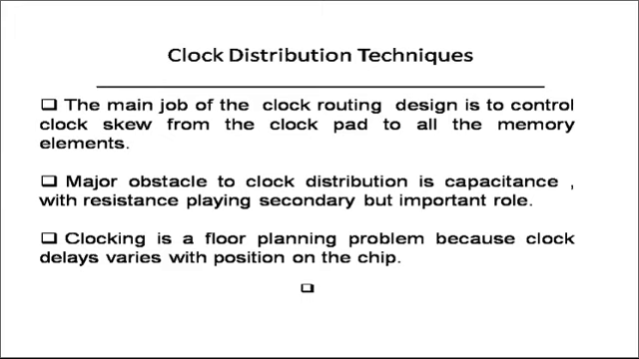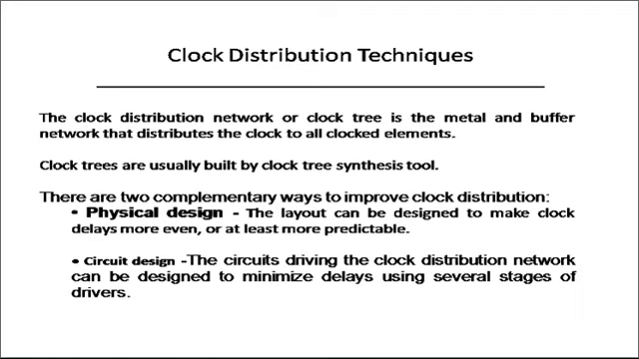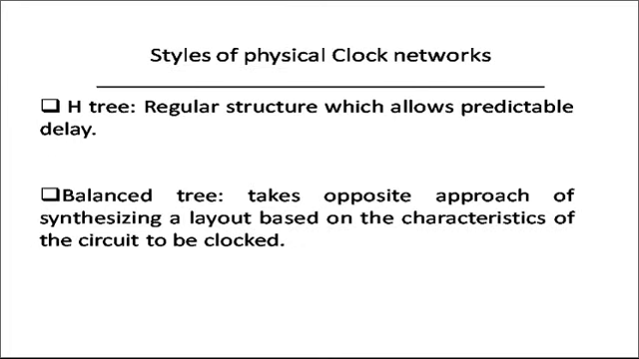Then the major thing which we have to study today is a clock distribution technique, and in the previous class we stopped over there. We will go for a physical design. In physical design we have two different types of clock networks. One is H tree and another one is a balance tree. H tree is a regular structure which allows a predictable delay, and balance tree is the opposite approach of synthesizing the layout based on the characteristic of the circuit to be clocked.